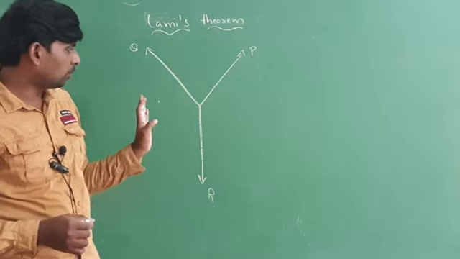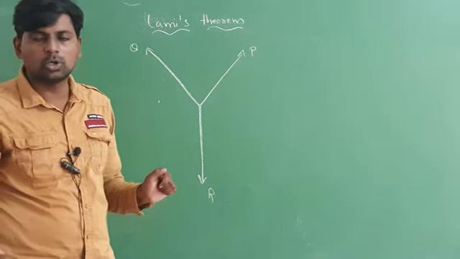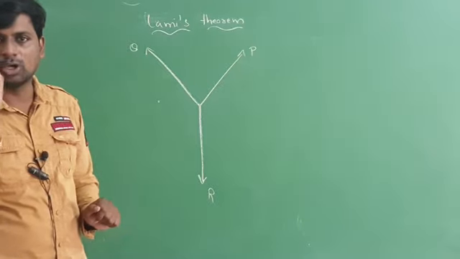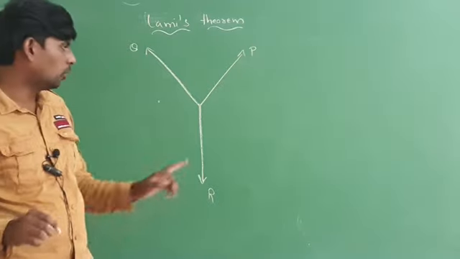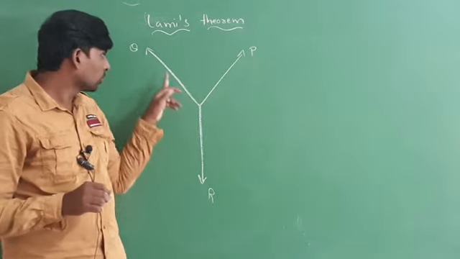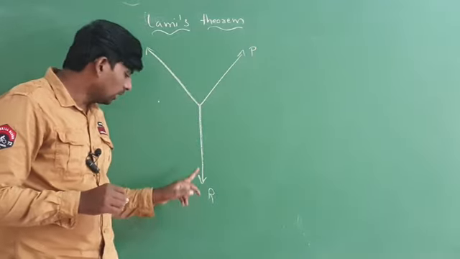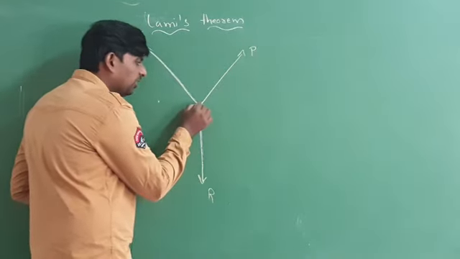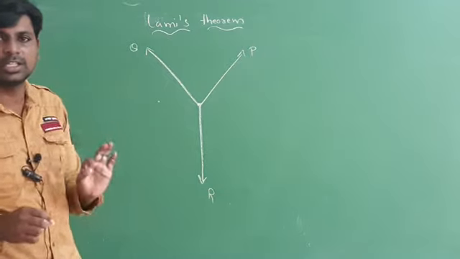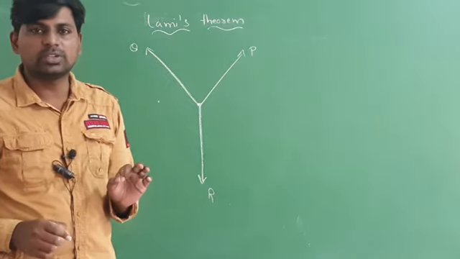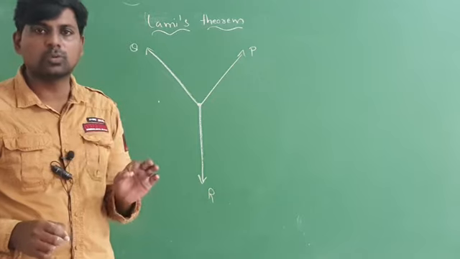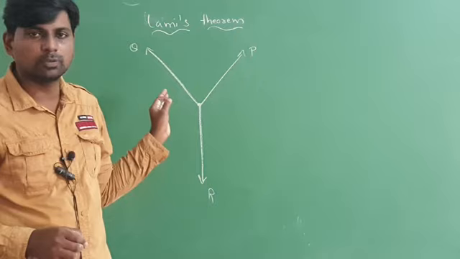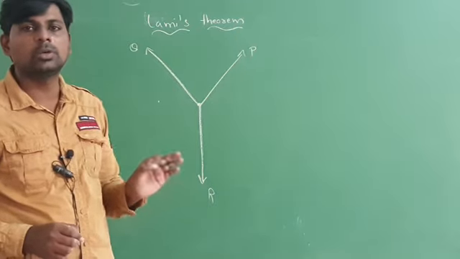But if you look at this figure properly, you can observe one point. What is that point? All three forces are acting at a single point. For all three forces, the initial point is the same. If two forces, three forces or four forces are acting, this method is used only for three forces. When you have to use Lami's theorem, there is a need of only three forces.